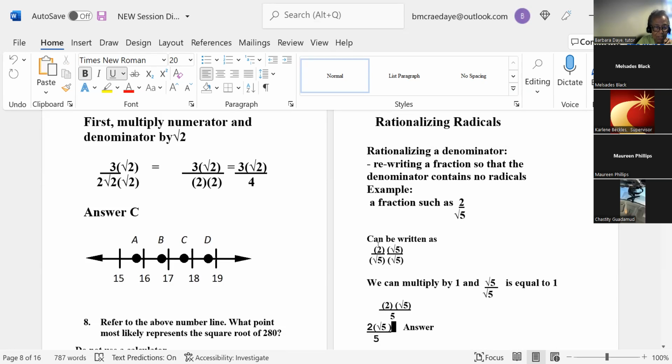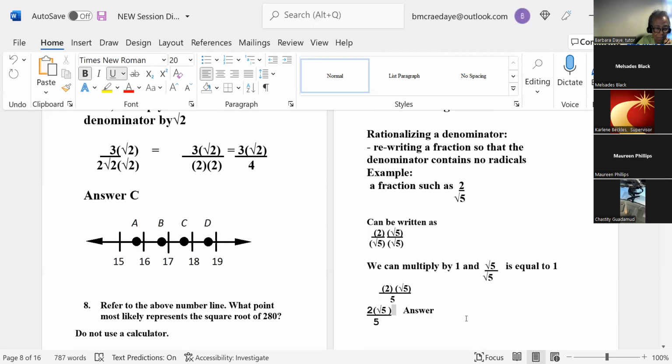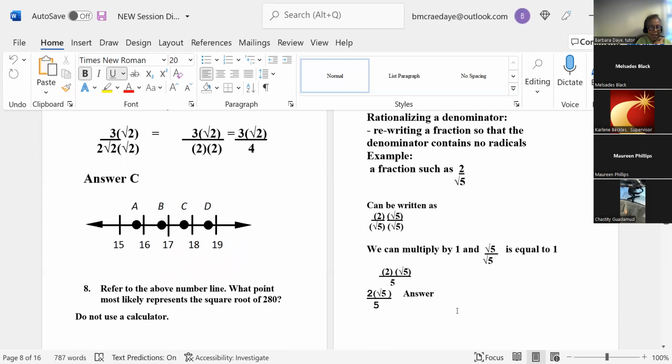So if I multiply both my numerator and my denominator by square root of 5, in the numerator I get 2 times square root of 5. In the denominator, I just get the number 5. Square root of 5 times square root of 5 is just the number itself. So when you rationalize this, your answer would be 2 times square root of 5 over 5. Any questions on that sample?